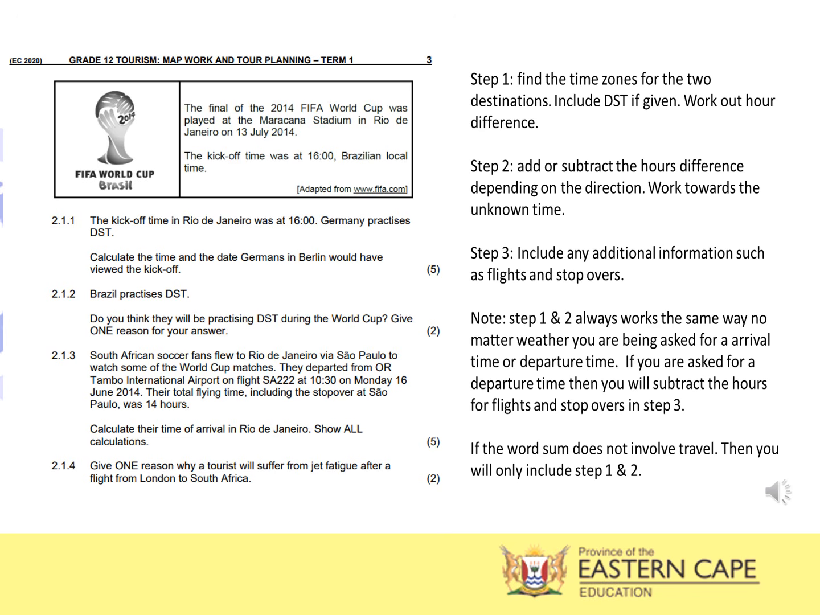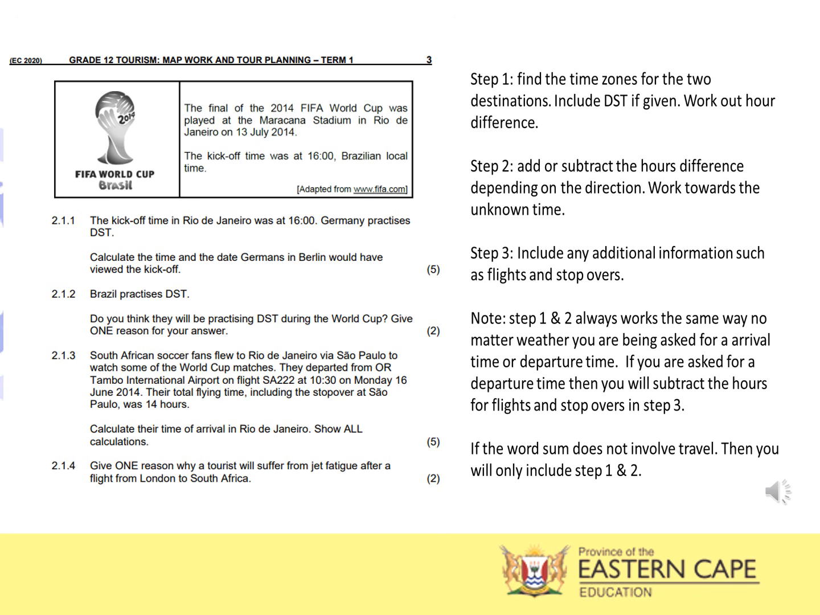If we look at the calculation, 2.1.1 is a straightforward sum, as it is asking for an arrival time with no travel time, as he is viewing the game on television. Question 2.1.3 is asking for an arrival time including travel time. 2.1.2. This question needs a yes-no response. Remember to validate your response.